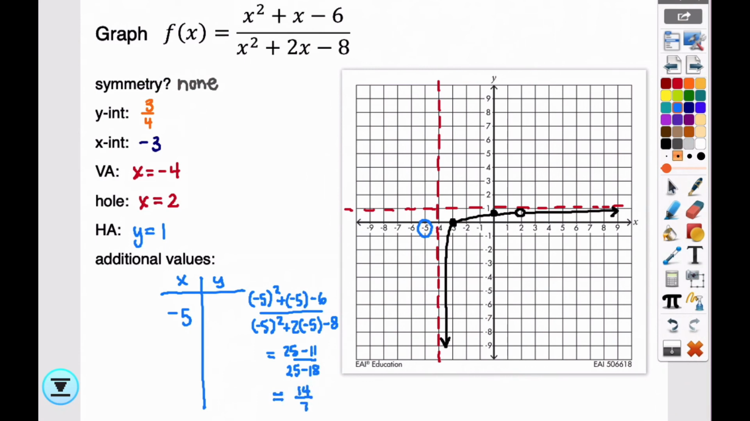14 over 7, so 2. So I've got a point right here, which tells me that I'm going to be following sort of this quadrant over here, following those asymptotes just like that. And so that's using that 7-step strategy for graphing your rational functions. Go through and find all the good stuff, throw it on a graph, find a few extra values if you need to, and then just trust those asymptotes.